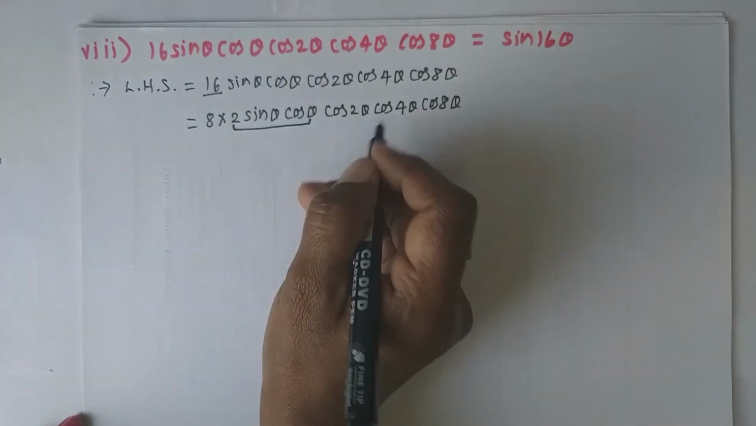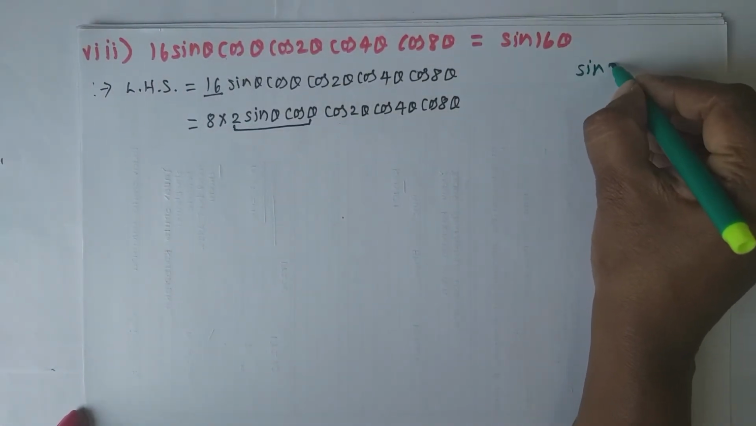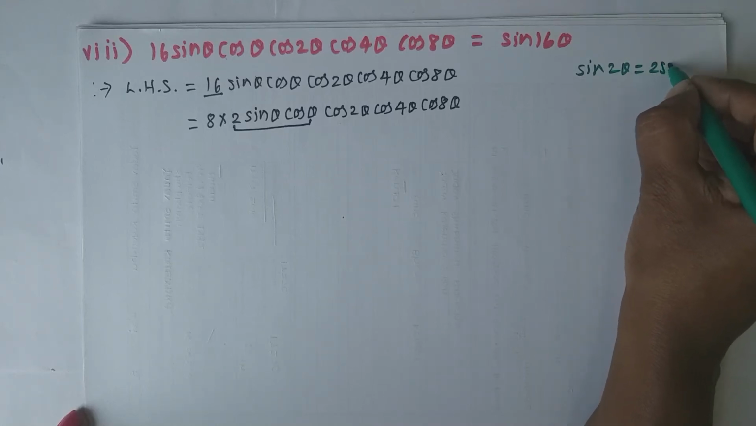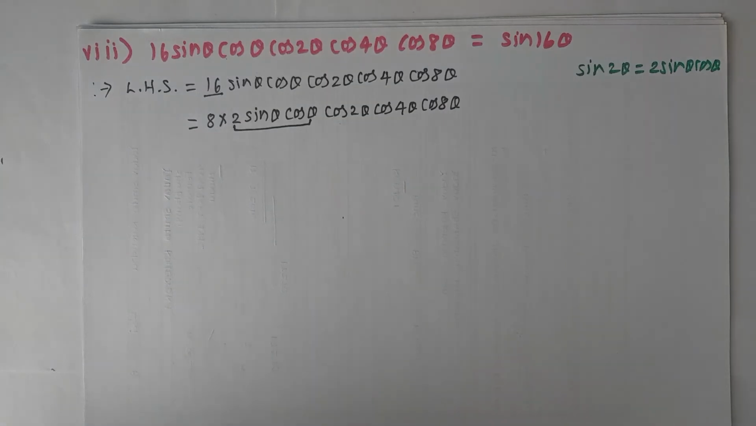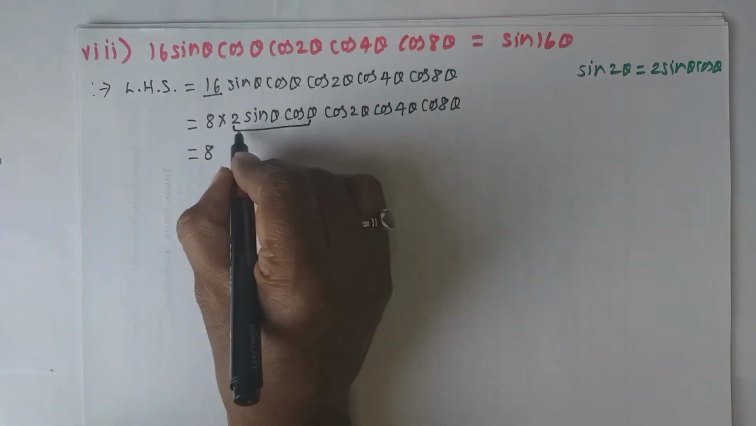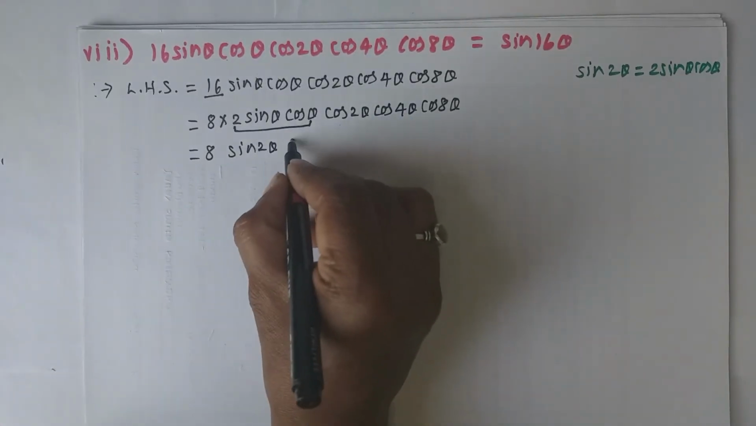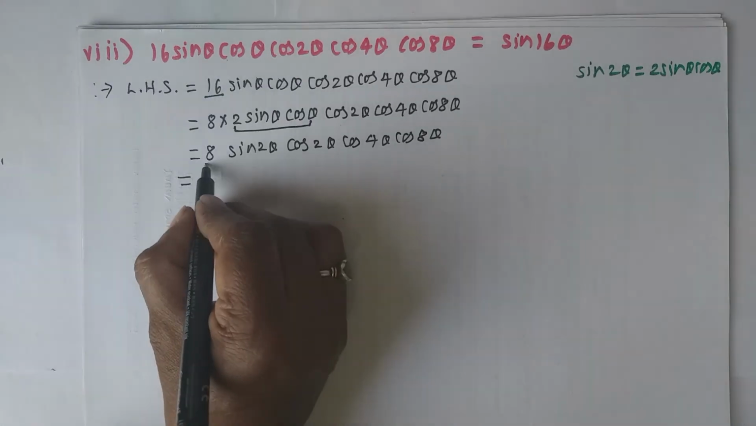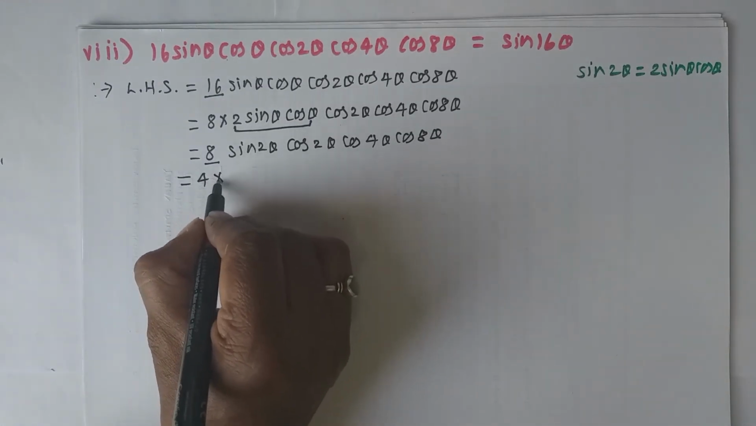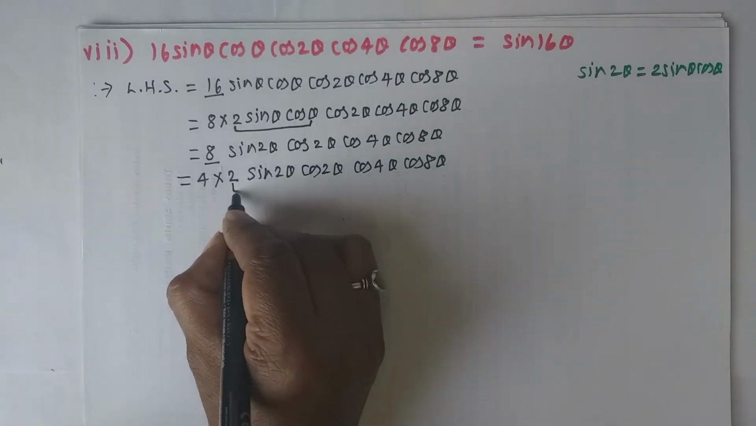Now what is this? This is the formula for sin 2 theta. I know that sin 2 theta means 2 times sin theta cos theta. I will use that formula here. Write down 8 as it is and for this sin 2 theta. Remaining terms as it is. Now again in the next step I will split this 8 as 4 into 2 and remaining terms as it is. Now what is this again?